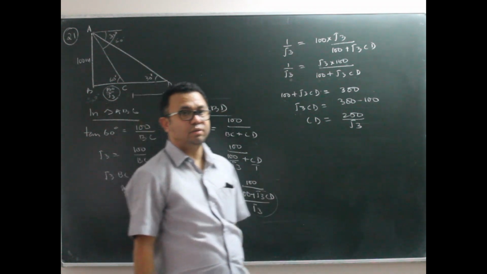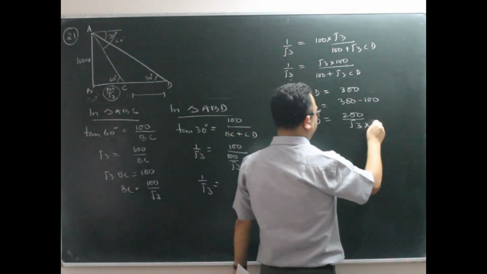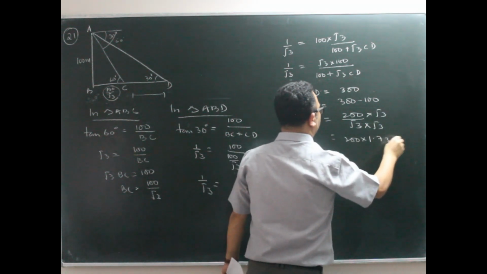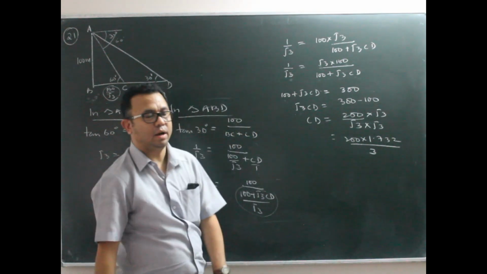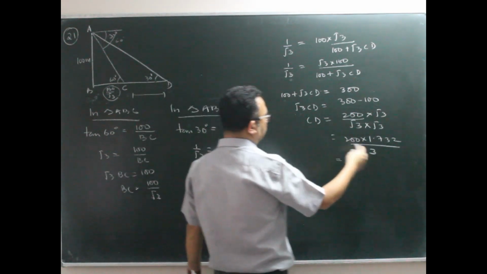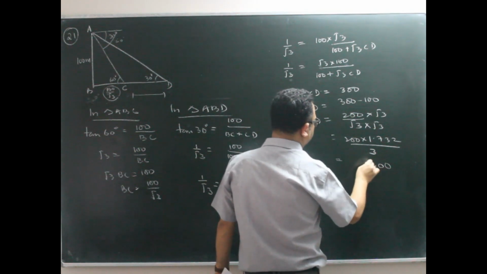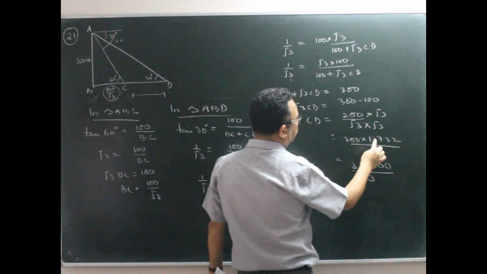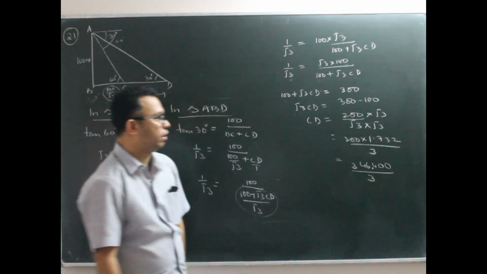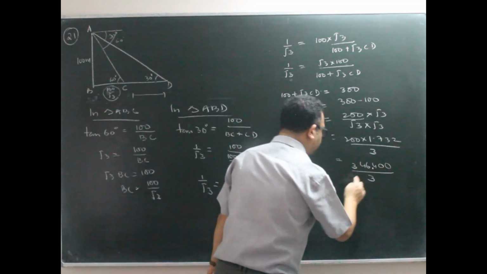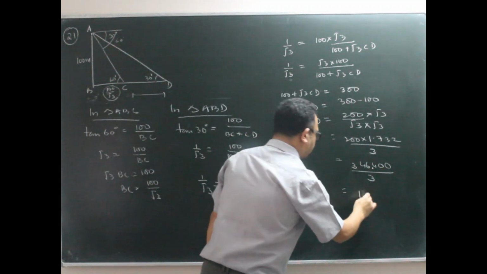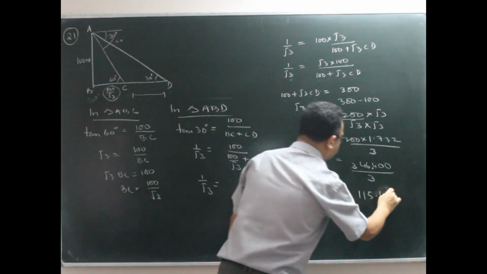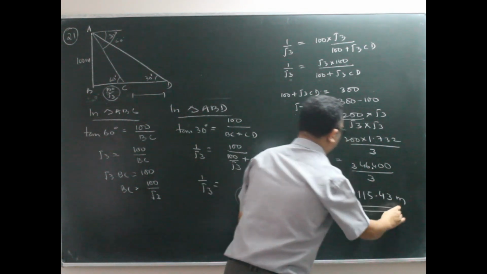Since in the question the root 3 value is given to you, I'll rationalize this denominator. I am rationalizing, so it is 200 into 1.732, divided by 3, since I am multiplying and dividing by 3. Let's multiply now. Don't forget 3 places of decimal. So it is 346.4 divided by 3. If I divide this by 3, it will go on and on.